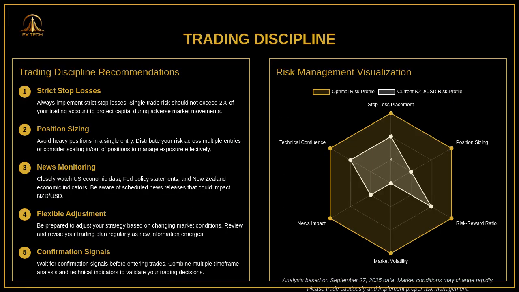Successful trading requires strict discipline, especially in volatile currency markets. We recommend 5 key practices. First, always implement strict stop losses, limiting single trade risk to no more than 2% of your account. Second, avoid heavy positions in a single entry. Instead, distribute risk across multiple entries or scale in gradually.